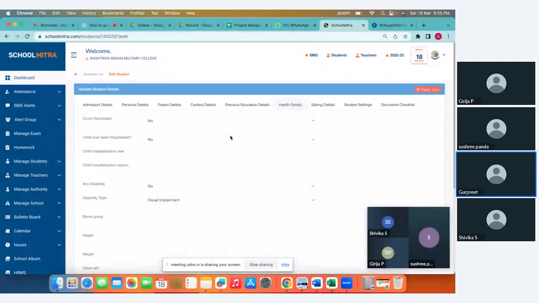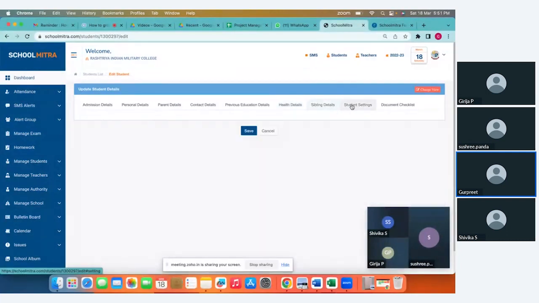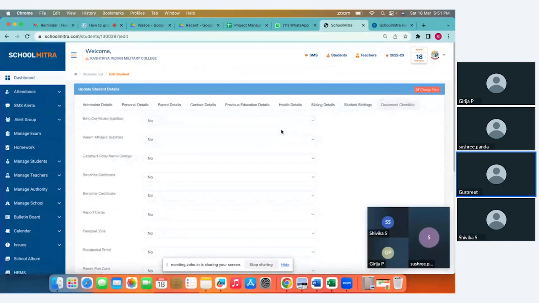So this is an incremental process that a school takes over. It's not a one-day job. Whenever a school wants to set up a complete account of a child, the teachers have the privilege to download the Excel of all the students, upload the data in the Excel, and hand it over to the admin to import the data in Excel format. So all this information is available for the school to use: sibling details, student details, as well as the document checklist. All the information is available over here.